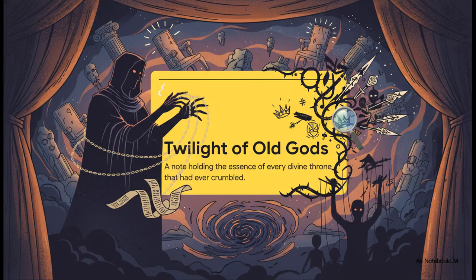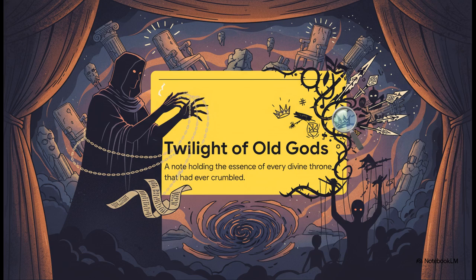So picture this. Our story kicks off in the absolute ruins of the old world. We're talking about a massive spiritual vacuum where all the old truths have just started to decay. And right here, the shadow of our bard stumbles upon something incredible, hidden away in an ancient temple. It's a mystical note titled The Twilight of the Old Gods.